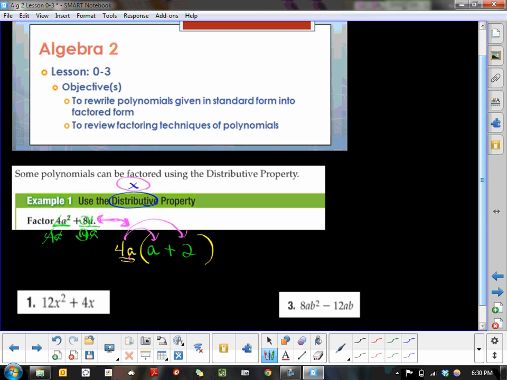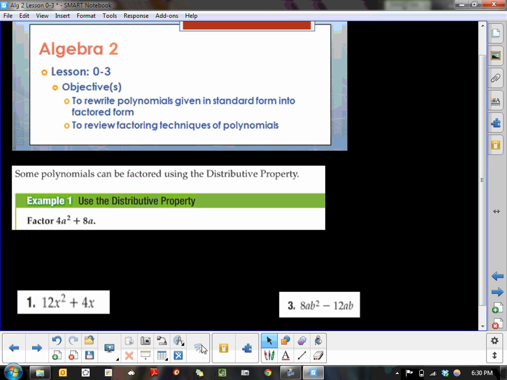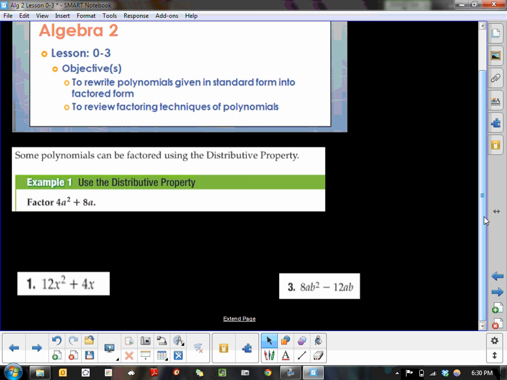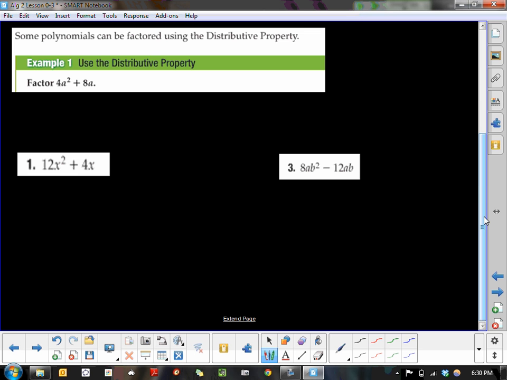So if I do 4a times a, I get 4a squared. If I take 4a times 2, I get 8a. So there's our factoring process, and this is an example of factoring out a monomial. That's always your first step. If you don't check, sometimes you're going to get burned by trying to go too fast into binomials.